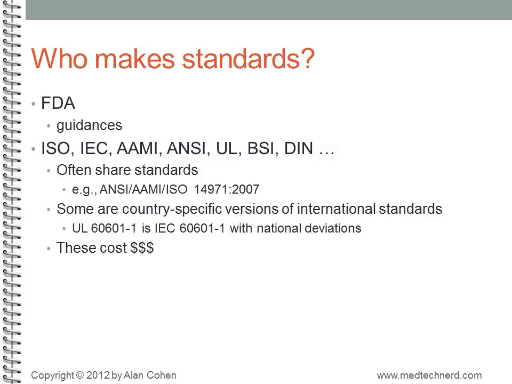Some groups, such as ISO and IEC, tend to create international standards. Others tend to create country-specific editions of standards. For example, UL 60601-1 is simply IEC 60601-1 with national deviations. As we'll see later, IEC 60601-1 is the fundamental international medical device safety standard. The UL version simply makes small changes to the IEC version in order to address the specifics of the US market.